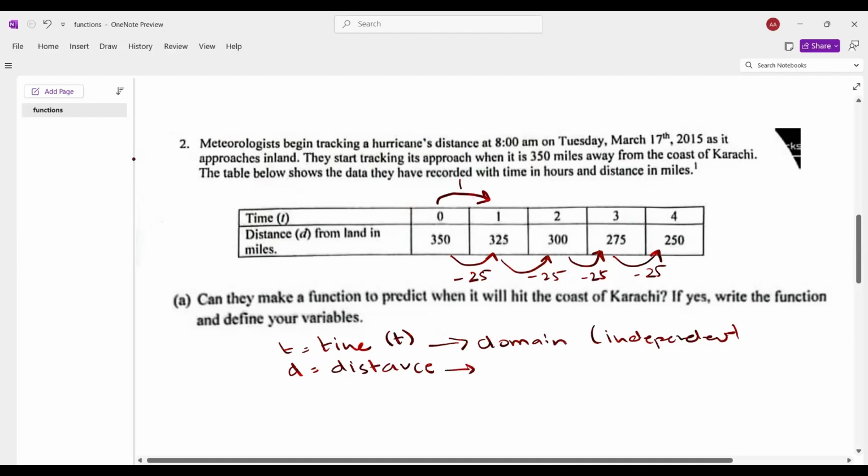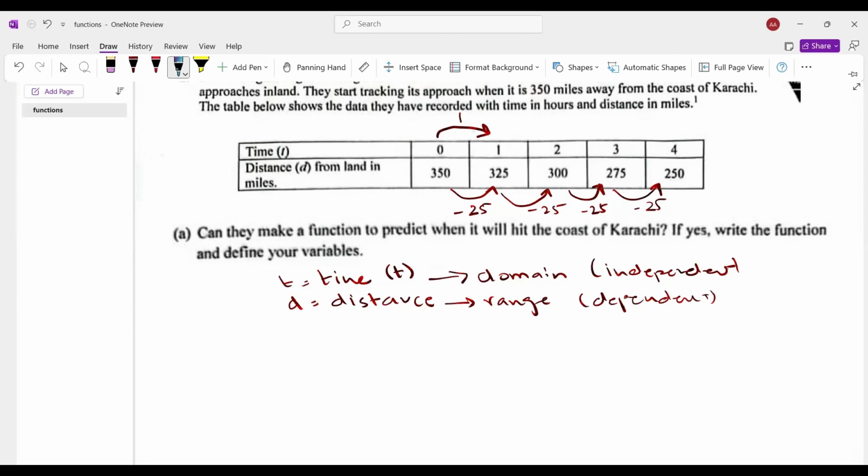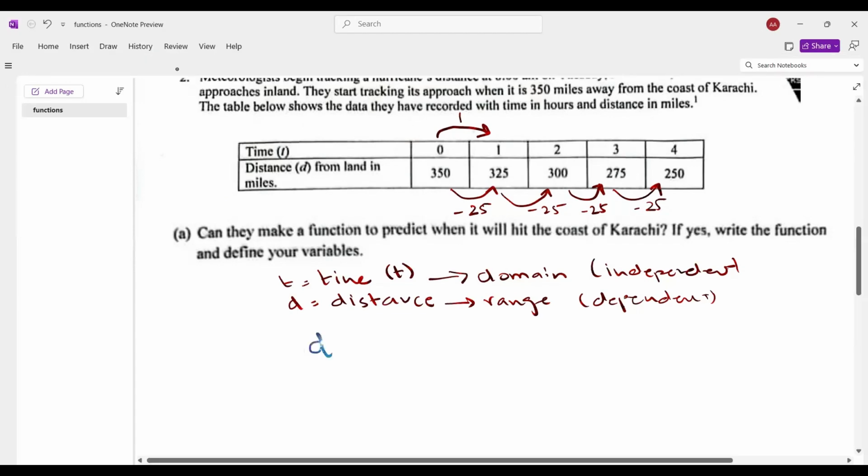Now the distance is dependent on what hour we are looking at from 8 a.m. So it's dependent on the time, and that's why it's the range. It depends on how much time has passed after the hurricane started approaching the coast. Whenever we write a function, on the left-hand side we always have the dependent value, and on the right-hand side we have the independent value along with other constants that tell us how the dependent value depends on the independent value, right?